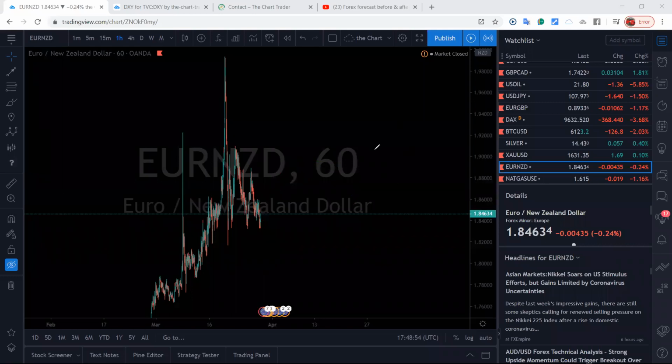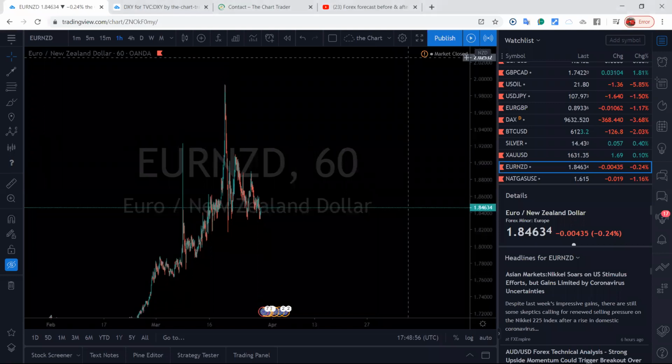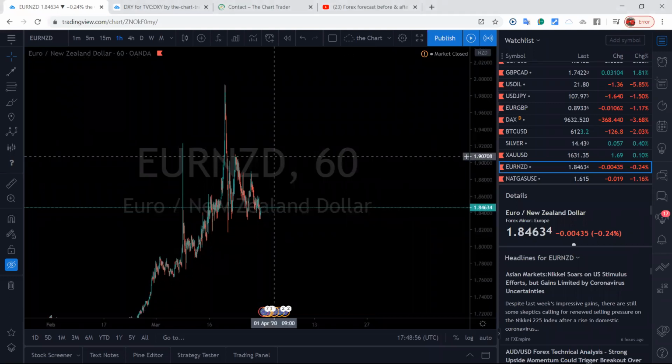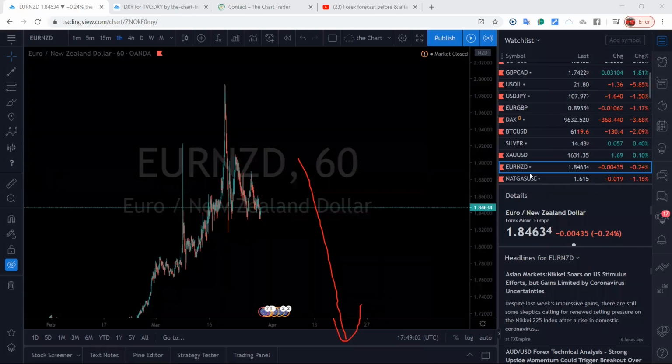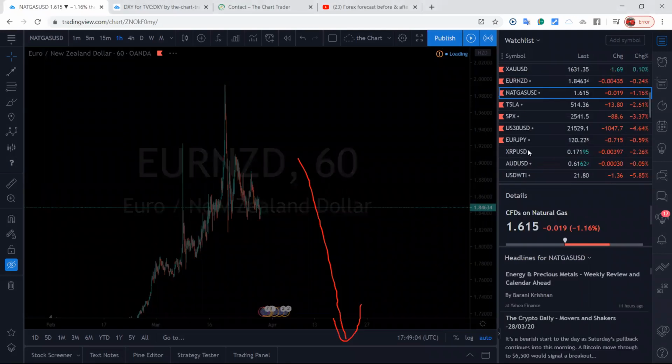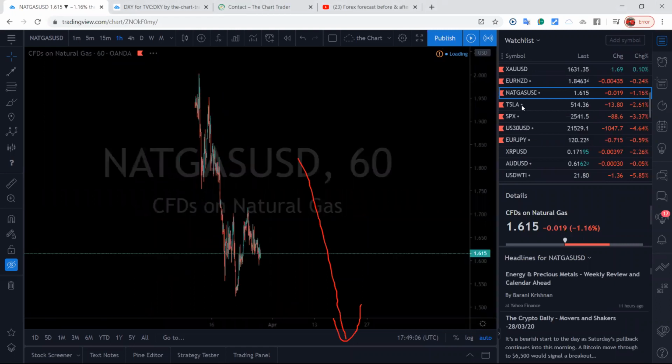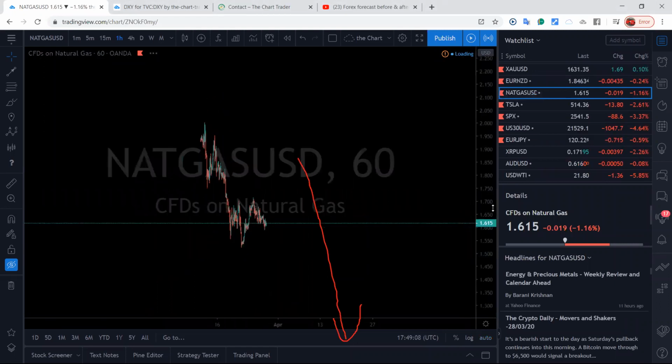So bigger direction to the downside, Euro New Zealand, we are anticipating a huge move to the downside, guys. You can see a huge move to the downside. Natural gas, guys, is not very interesting. We see them coming to the downside, break the bottom or more.